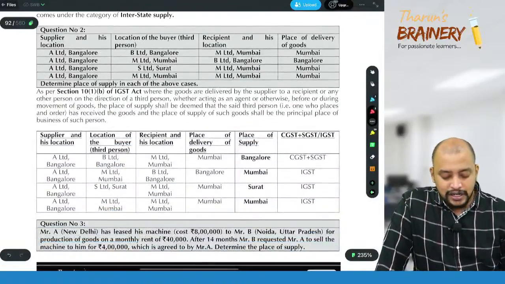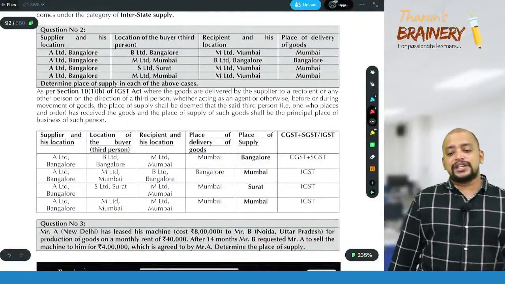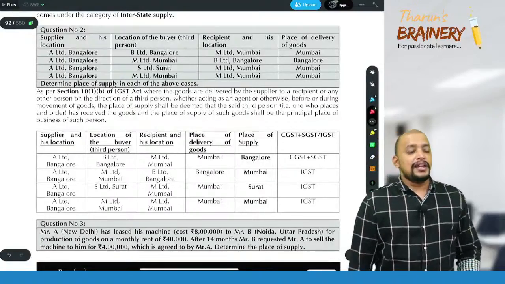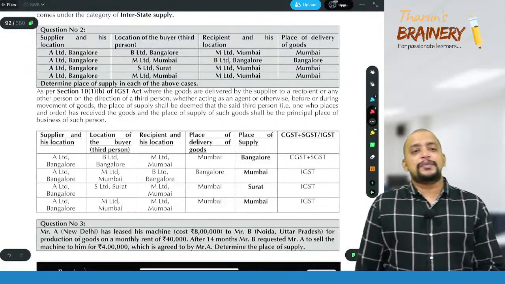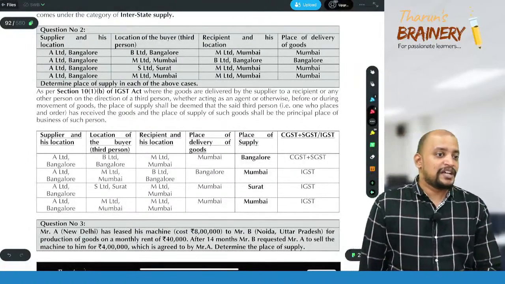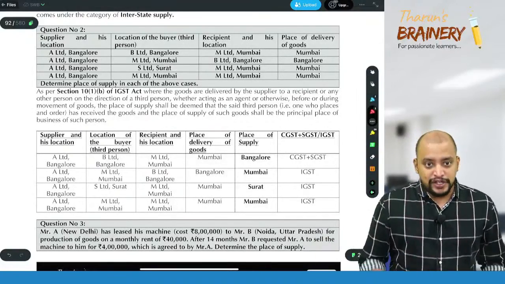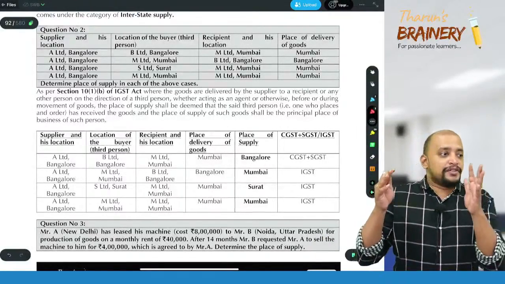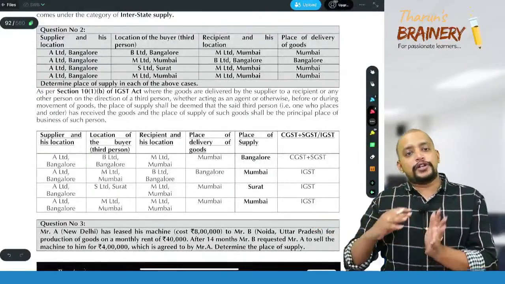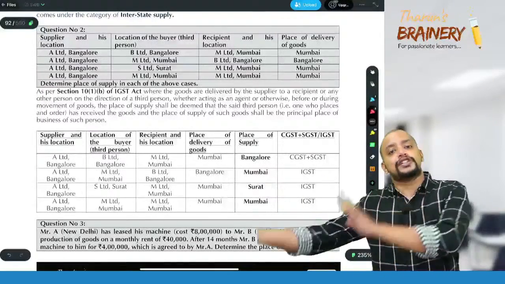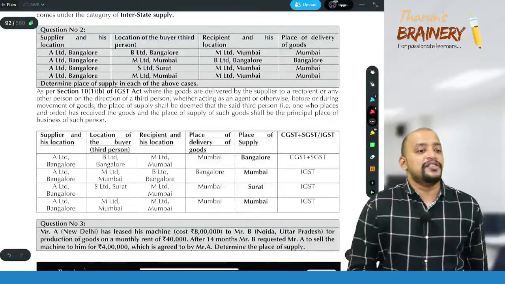So when you are writing, even though the question is not about nature of supply, to the extent possible, please write the nature of supply if data is available. When you learn also, learn it that way, so that wherever you need to apply, you will not only apply the place of supply, but also the nature of supply. It will be beneficial for you.